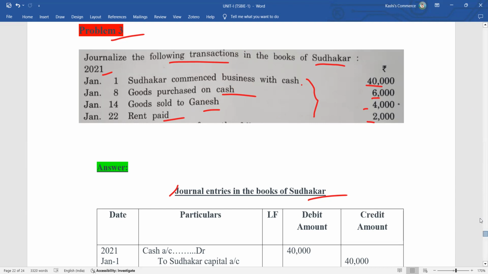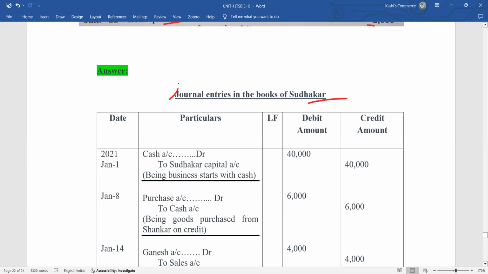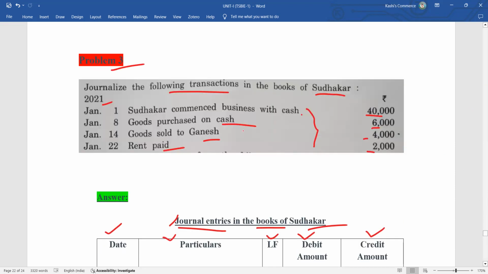First of all, we have to write a table. It is a generalizing format. First we have to write the title, journal entries in the books of Sudhakar. Sudhakar's name is mentioned, so put a title like this. Then the table: date, particulars, ledger folio, debit amount, credit amount. As you already know, in the date column we first mention the year, then the month and date. Okay, look at the first transaction.